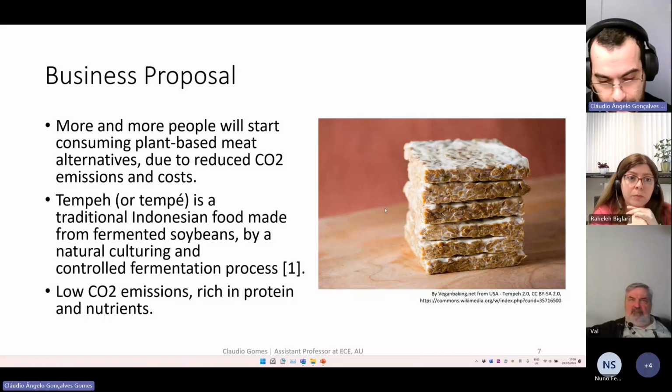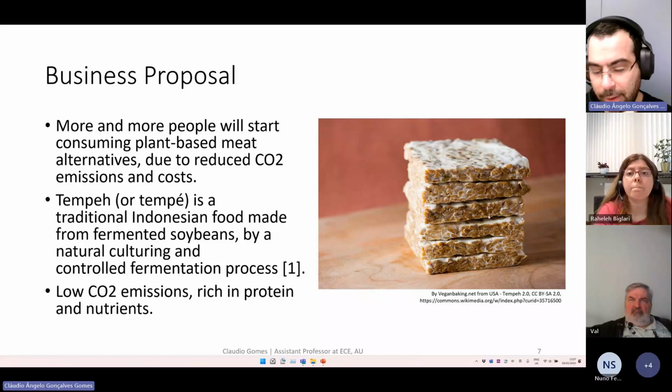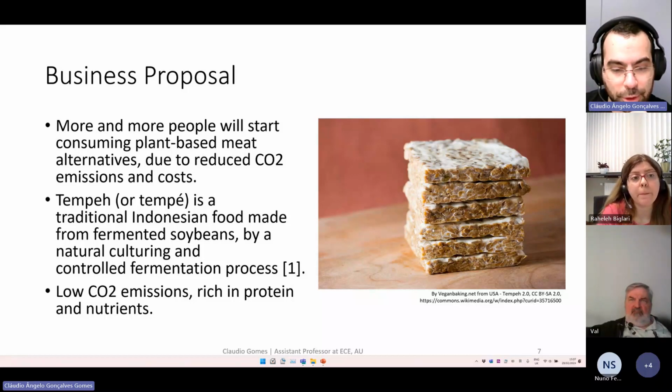This is inspired by a food that's produced in Indonesia. It's made from fermented soybeans. The tempeh product is rich in protein and nutrients and low in CO2 emissions. So it's one of the highest protein per CO2 emissions that you get.